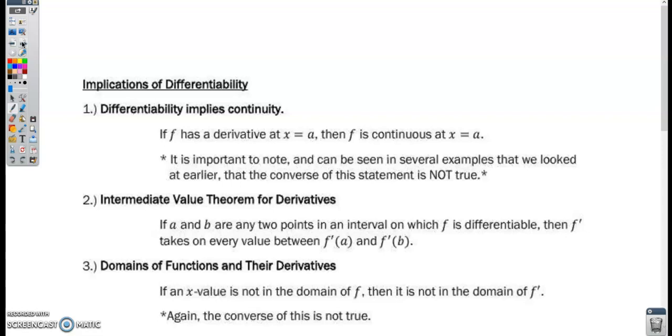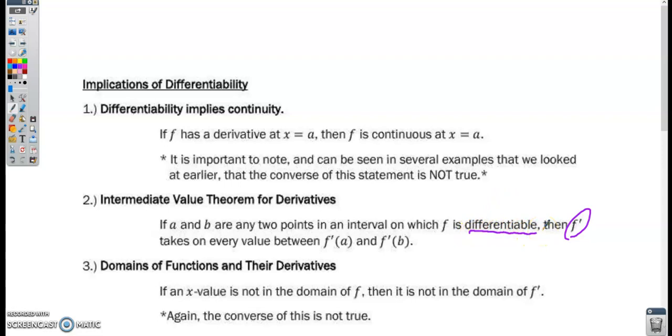Another piece that follows from here, the intermediate value theorem for derivatives. Just like there's an intermediate value theorem for functions, there's an intermediate value theorem for derivatives. If a and b are any 2 points on an interval in which a function is differentiable, then f prime takes on every value between f prime of a and f prime of b. This is pretty much just the intermediate value theorem for functions, except now it's extended to the derivative, and instead of the function needing to be continuous, the function needs to be differentiable.